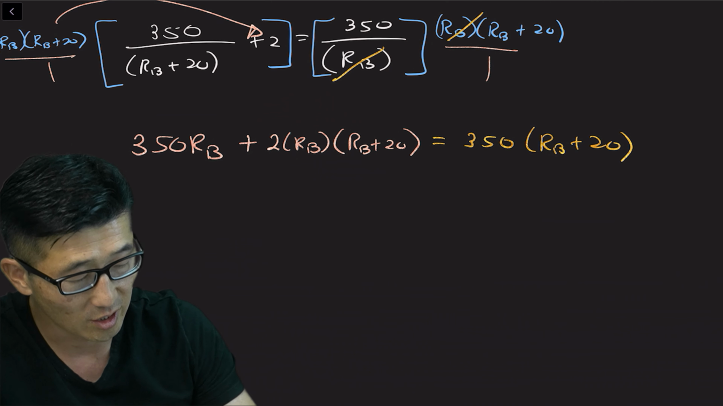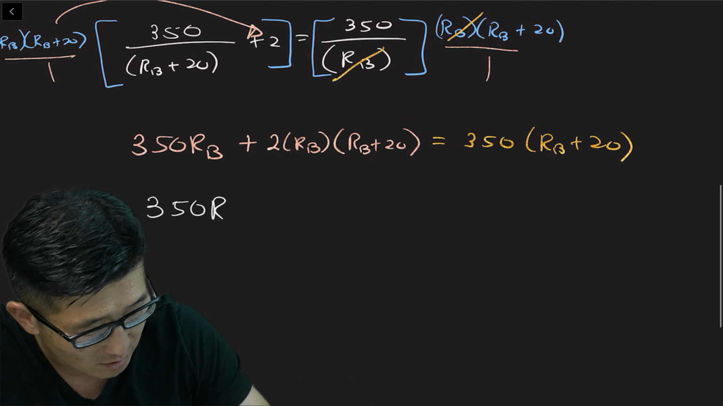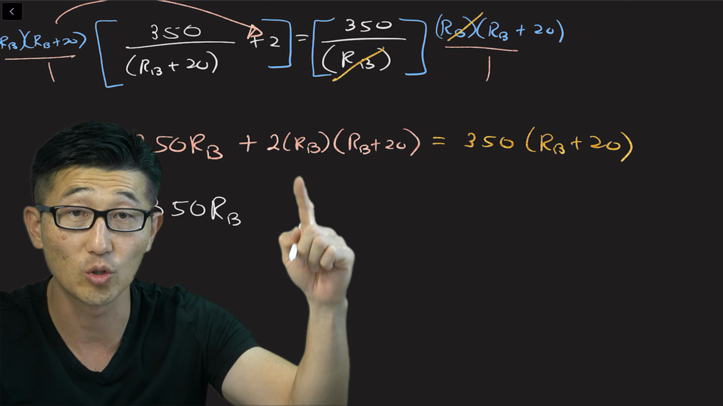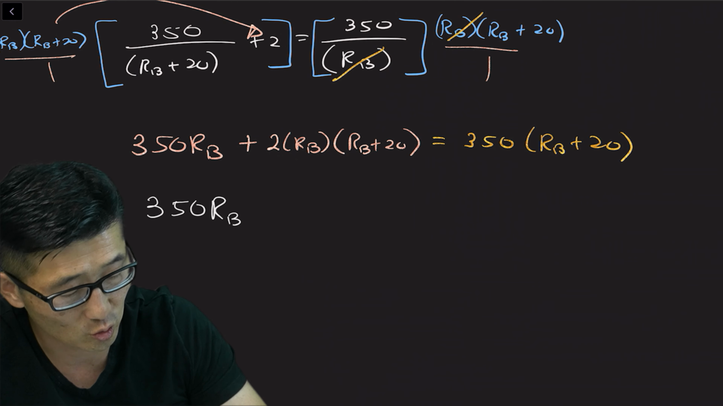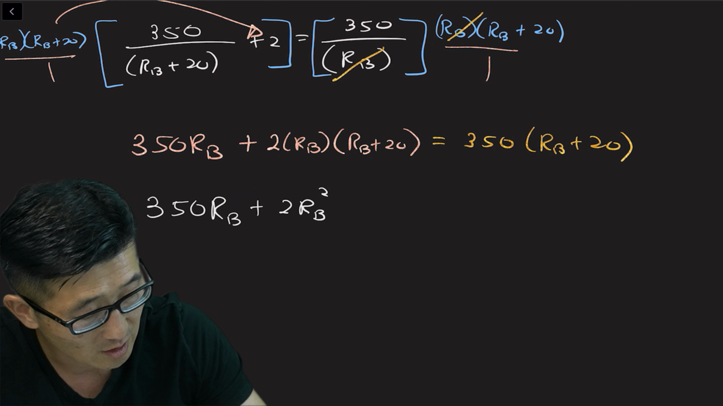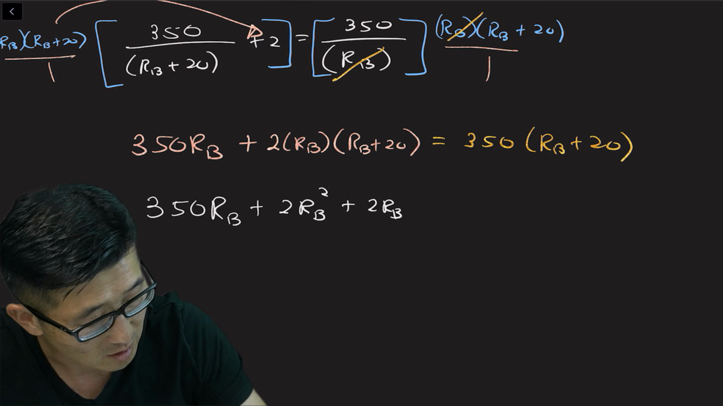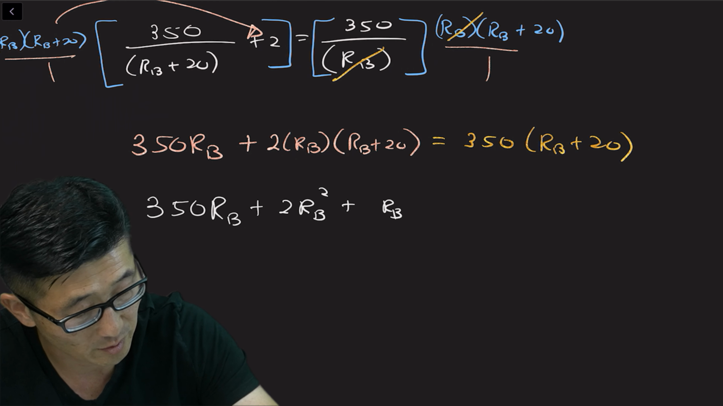So let's work this out here. So we got 350RB. Here we need to distribute the 2RB to RB plus 20. So that's going to become 2RB squared plus 40RB.